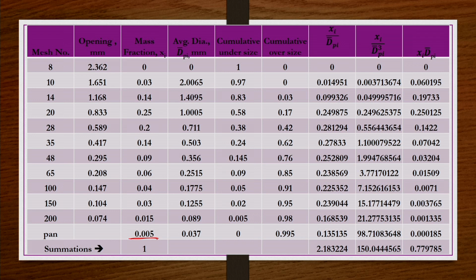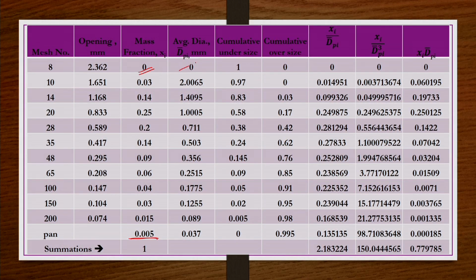So, we need a Dp bar, that is the average diameter for each increment. For the first one there is no average diameter because it is the first one. Whatever material is retained is taken as the mass fraction, but there is no material retained as per the mass fraction given, so we need not worry about this one. Actually it is not 0, it should be taken as 2.362 if required, but it is not required as of now because there is no mass fraction retained on this 8 mesh.